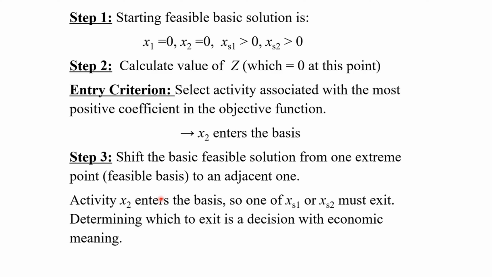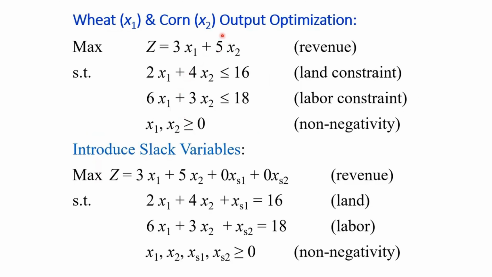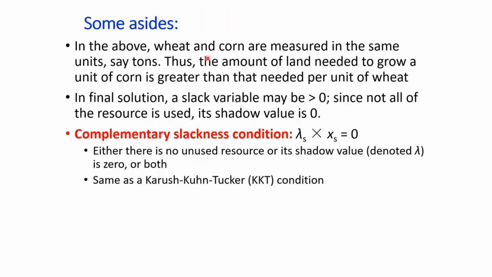We start with this feasible basic solution where x1 is 0, x2 is 0, and both of the slack variables are positive, they're greater than 0. We calculate the value of z, which in this case is 0 at that point. We look at an entry criterion. So we select the activity that's associated with the most positive coefficient in the objective function. If we look at the most positive coefficient in the objective function, we see that it's corn, x2.